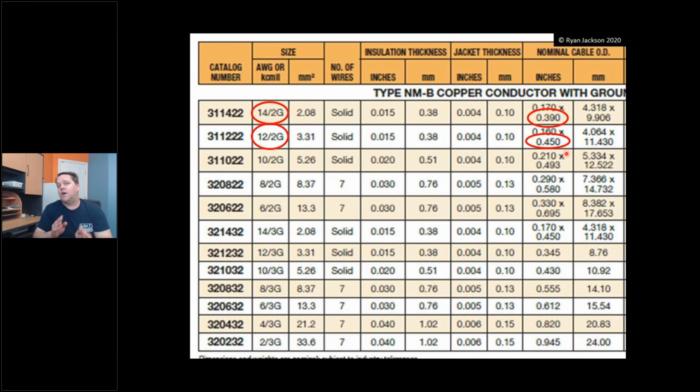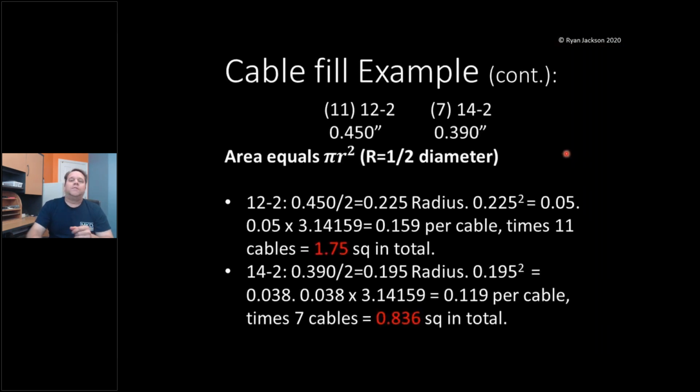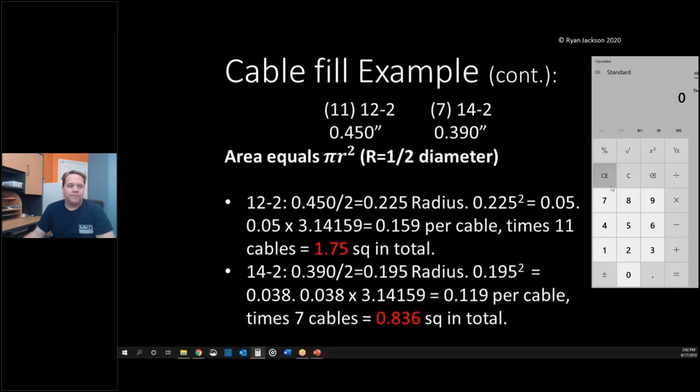And the first time you do this, if you're like me anyway, you're going to forget to change it from diameter to area. When we go from diameter to area, we need the formula pi r squared, right? So radius squared times pi is the area of a circle. So for a 12-2 like the one in my hand, the diameter is 0.45 inches. So let's get the calculator out.